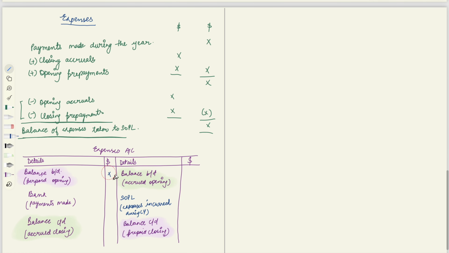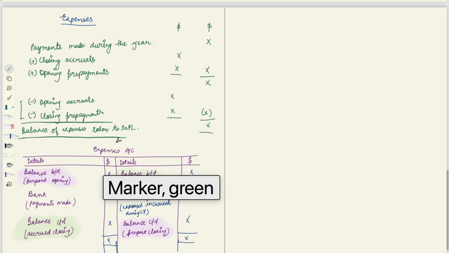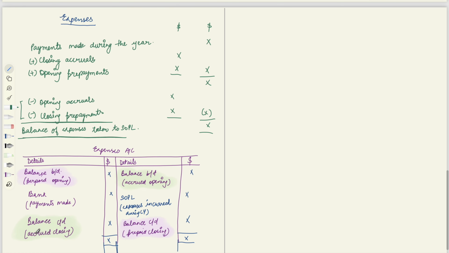Okay. Then we will balance the account and take the opening balances for the next year. So what do we need to do now? Bring down the balances to the next year. So this balance will come here and this balance will come here. Okay, that is it for expenses.